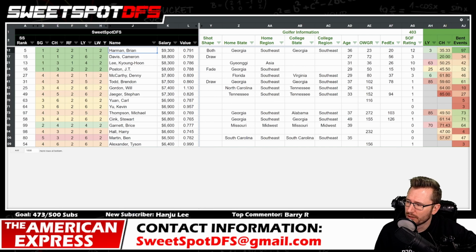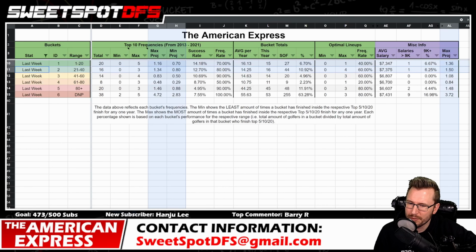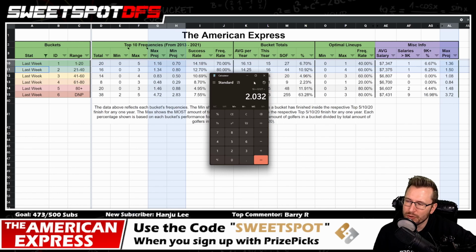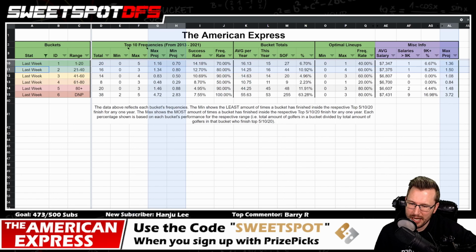0 to 2. Let's see what the ultimate max projection is. I think I need to start doing this. So we have 16 golfers here. Multiply by 0.12. Yeah, 2. So 2 is the max. Okay, cool. Going to the next one.